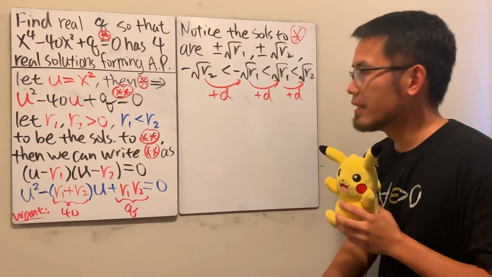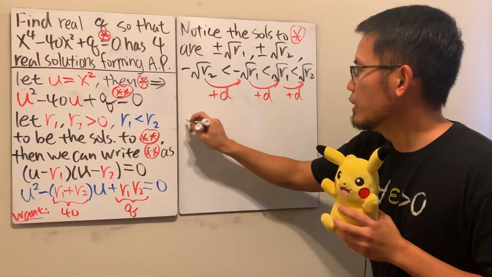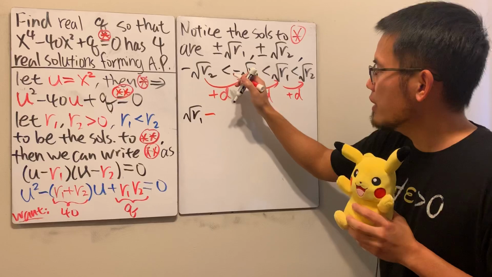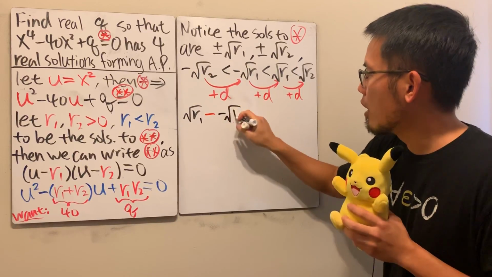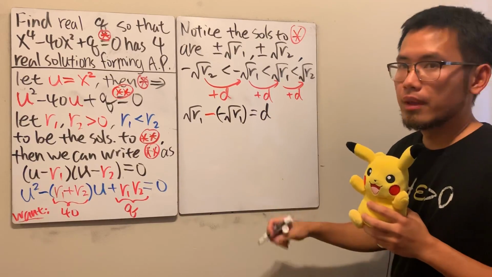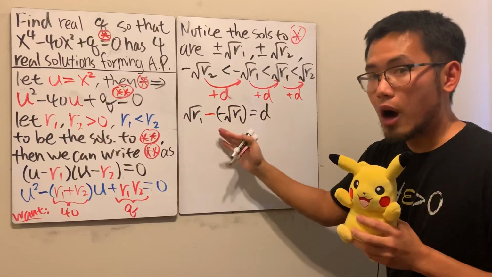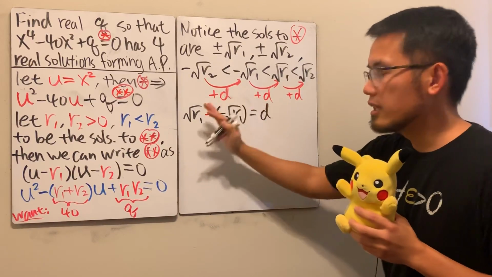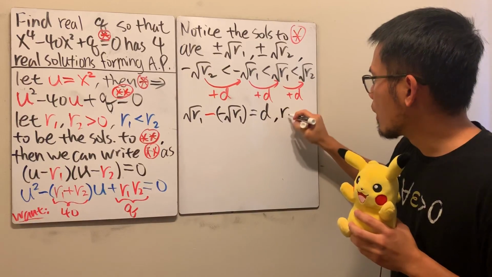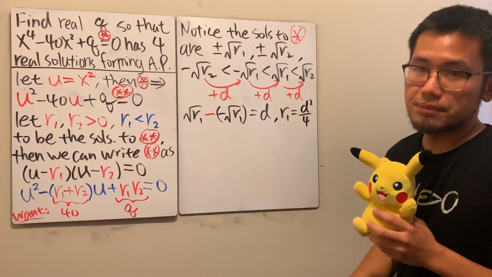Well, one thing that I know is, if I do this minus that, if we have square root of R1 minus the previous term, which is negative square root of R1, this right here has to be the same as d. And let's solve this real quick. This is just 2 square root of R1 is equal to d. I can divide the 2 on both sides and take the square on both sides. So you can see R1 is equal to d squared over 4, like this.